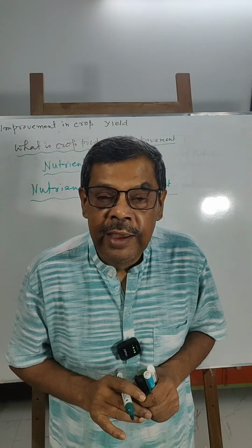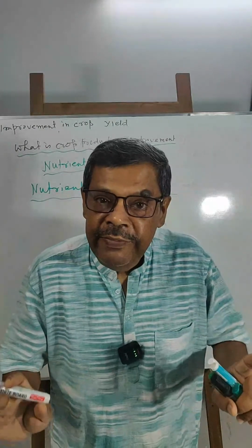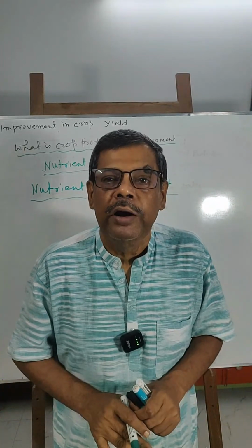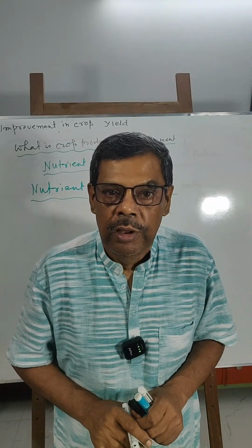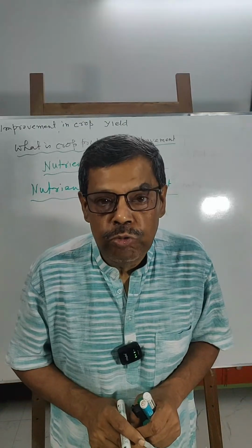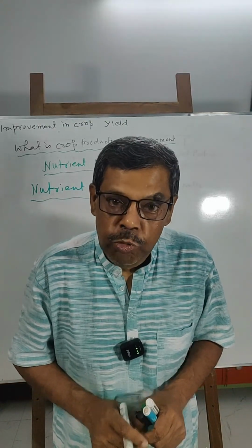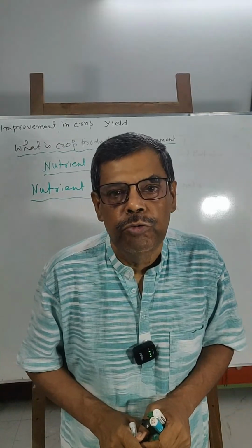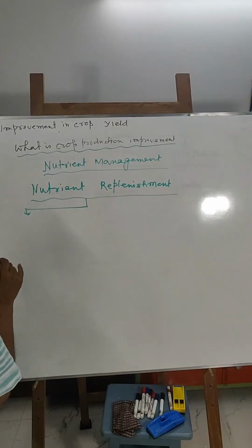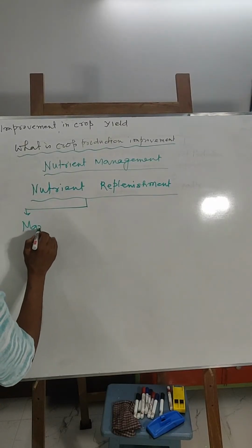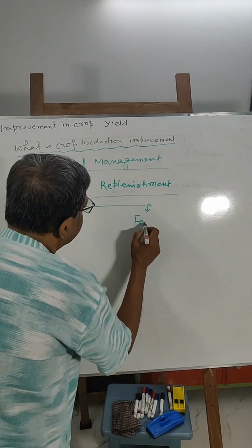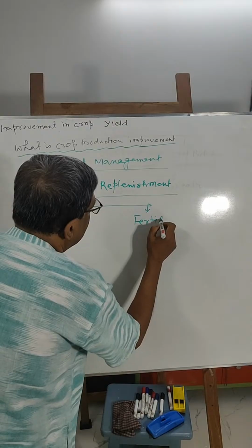Nutrient replacement is necessary in the soil for the growth of plants. Nutrient replacement is carried out by manures and fertilizers. Today I will discuss manures.